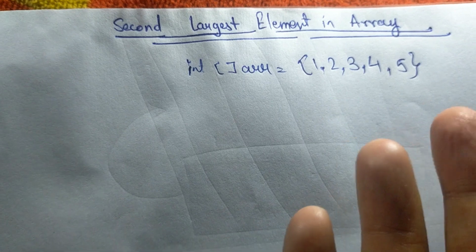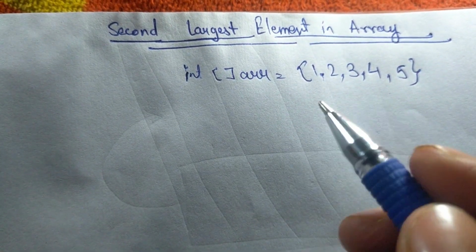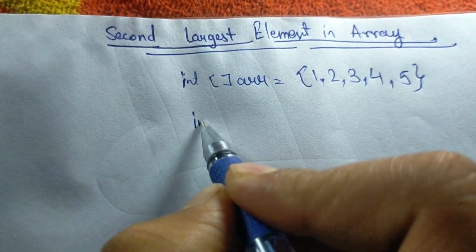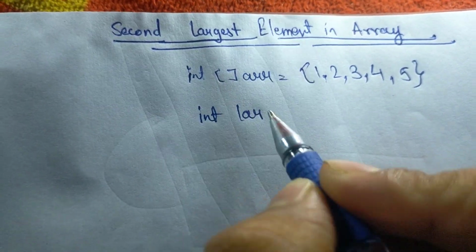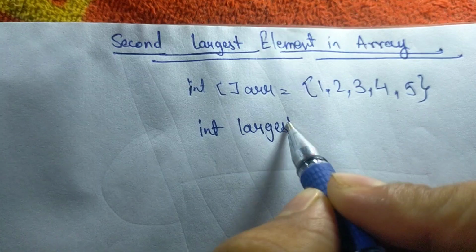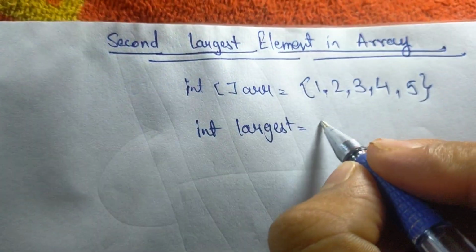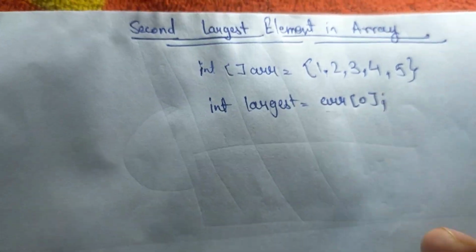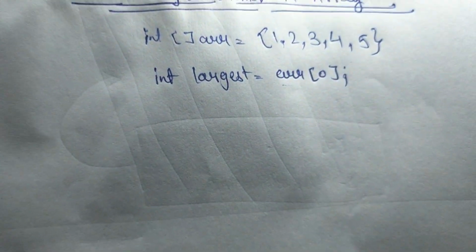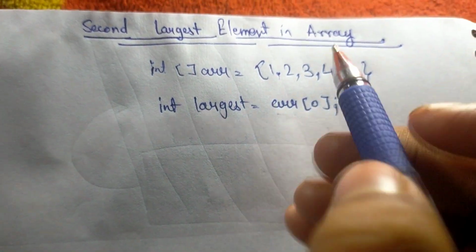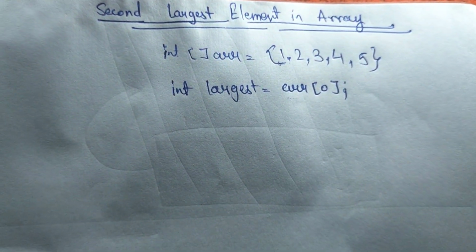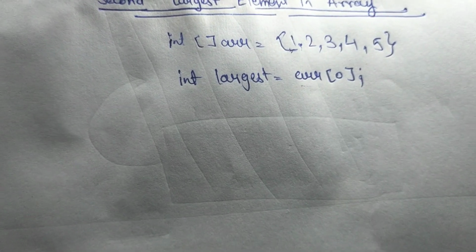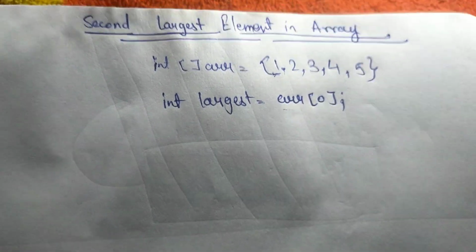Okay, it's my array. After that, I am taking the first largest element. I am setting the largest element at first to array of 0. Why do we take this? Because at the initial time I am taking just the 0 index of the array as the largest for me. After that I will compare, but the initial value is the largest value for me.